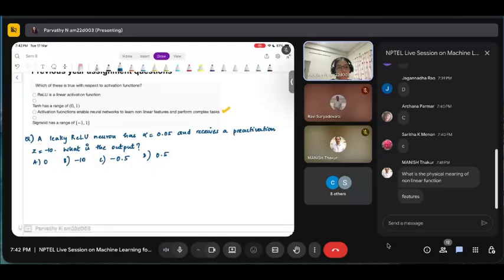So a linear function means something that you can explain with the help of a line. Nonlinear would be anything that doesn't fit into that line. You need a curve to express it. So for example, sigmoid is a nonlinear function, it's not a line. When you plot the function, you don't get a line. It's a curved function. So that is mainly what we mean by nonlinear function.